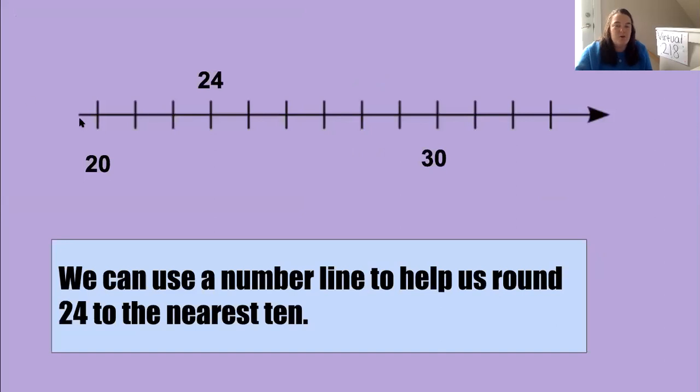We can use a tool called a number line to help us. And the number line is a really cool tool because we can place the number we're thinking about or looking at right on the number line and put it in between the 2 increments of 10 we're looking at. So here we have 20 and 30. And we can see that 24 is right here on the 21, 22, 23, 24 spot. Okay, so we're going to use this number line to help us round 24 to the nearest 10.